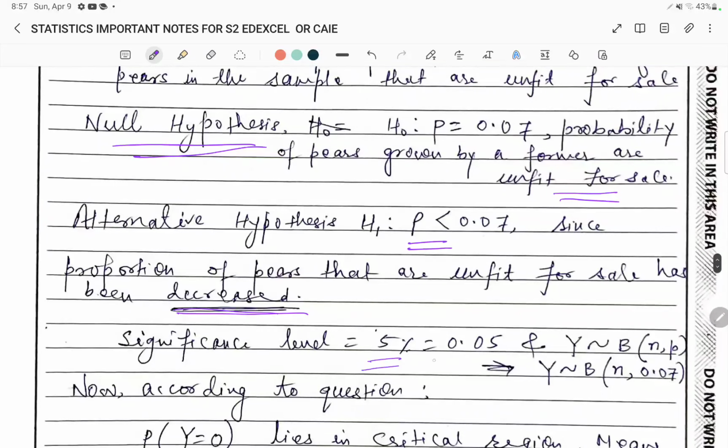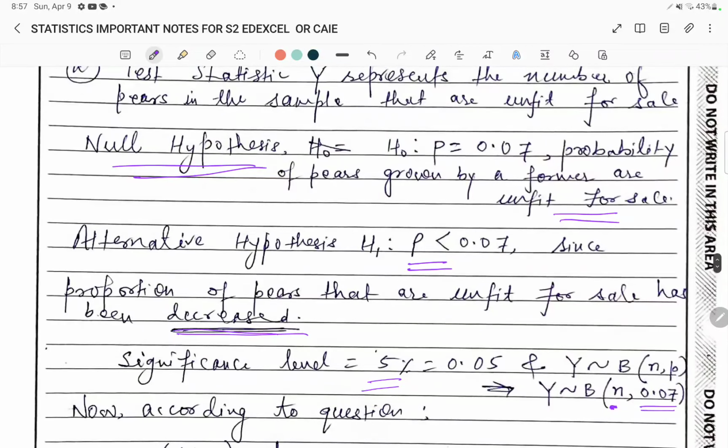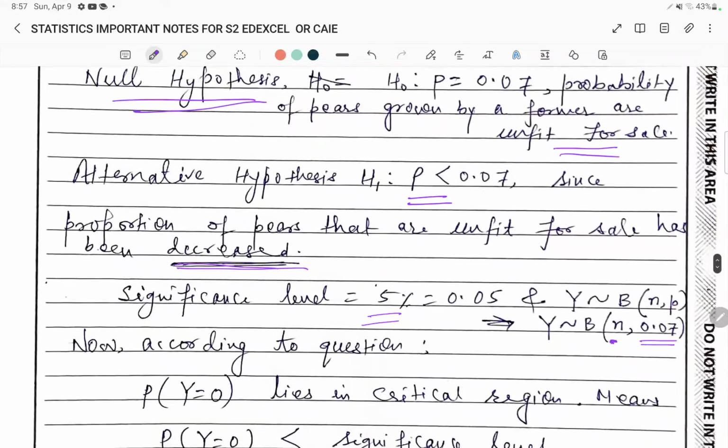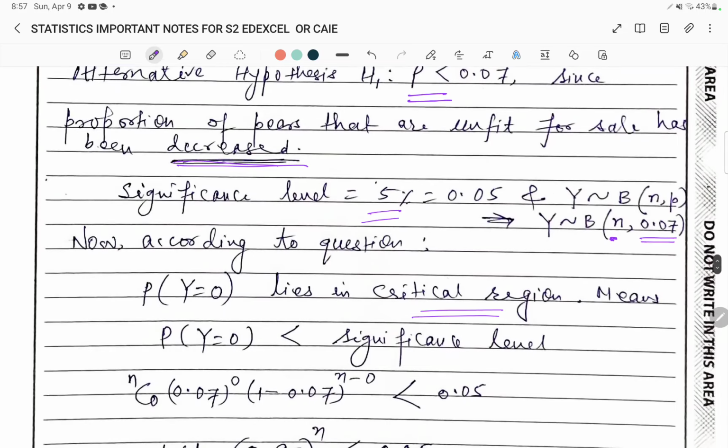Now the significance level is 5%, so 0.05, and Y follows B(n, p). n is not given over here, but p is given, 0.07. Now according to the question, Y equals 0 lies in the critical region, right? So critical region, it means there is a rejection, right? There is a rejection of the belief. So Y equal to 0 lies in the critical region. So when it lies in the critical region, it means it is being rejected. And it is rejected when the probability is less than the significance level, all right? So Y equals 0 out of this.